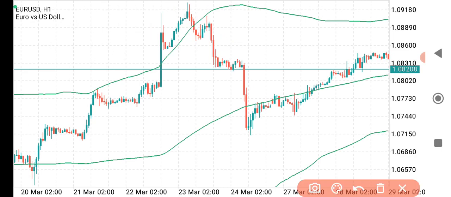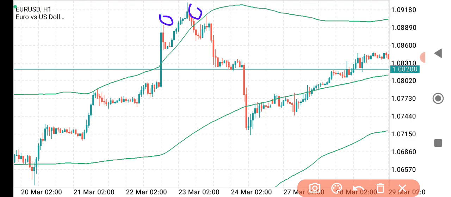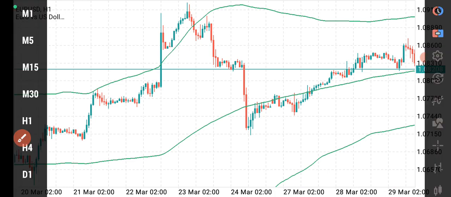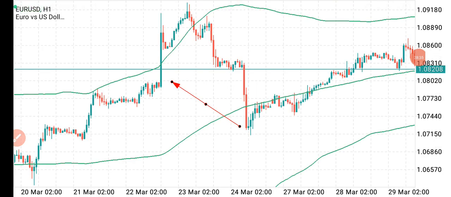You can see from here, this is the first rejection. Now look at this second rejection and where this rejection is happening. Right, we have it. Here is your first rejection. Now this is the second rejection. You can see that it is a pin bar. So first top, this is the first leg. On your second leg, you get a confirmation and you are on your way.